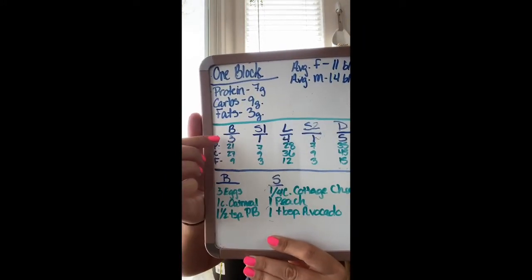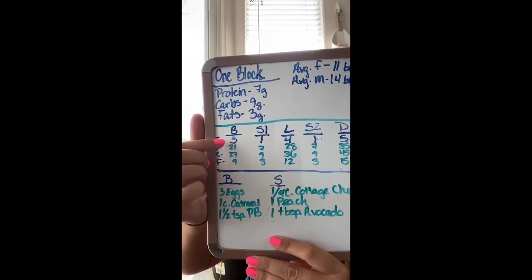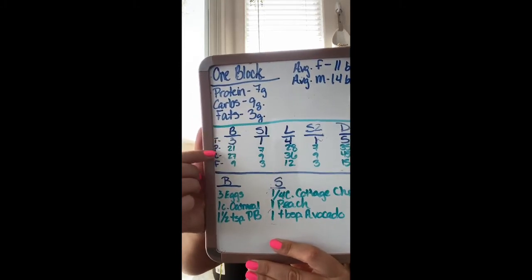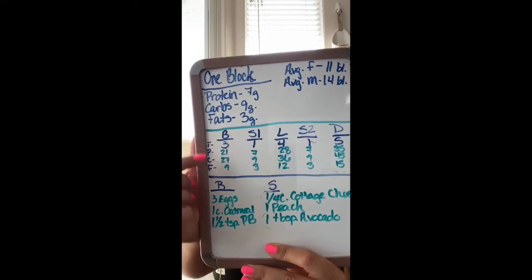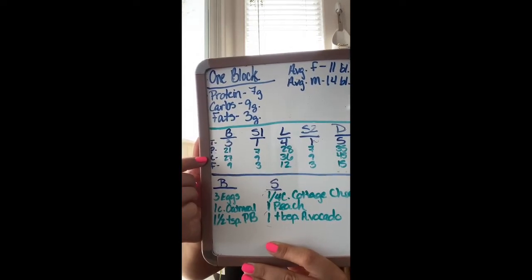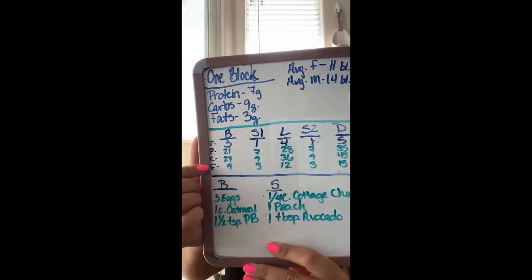So in breakfast, I have 3 total blocks. I take that 3, multiply it by 7. My client will get 21 grams of protein for breakfast. Take that 3, multiply it by 9. They get 27 grams of carbohydrates and they get 9 grams of fats.